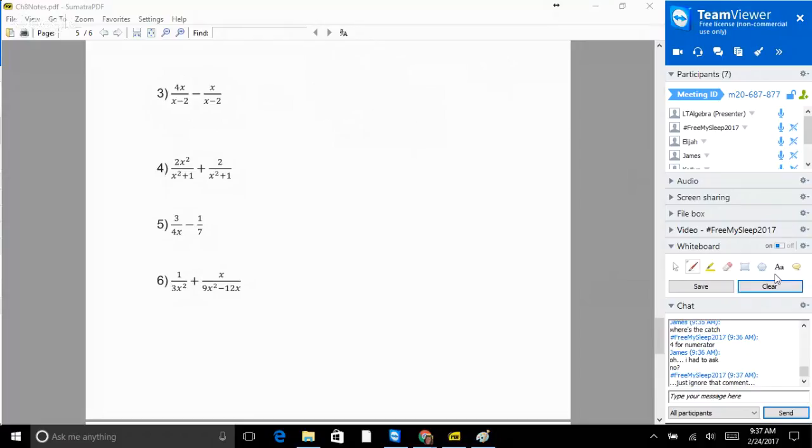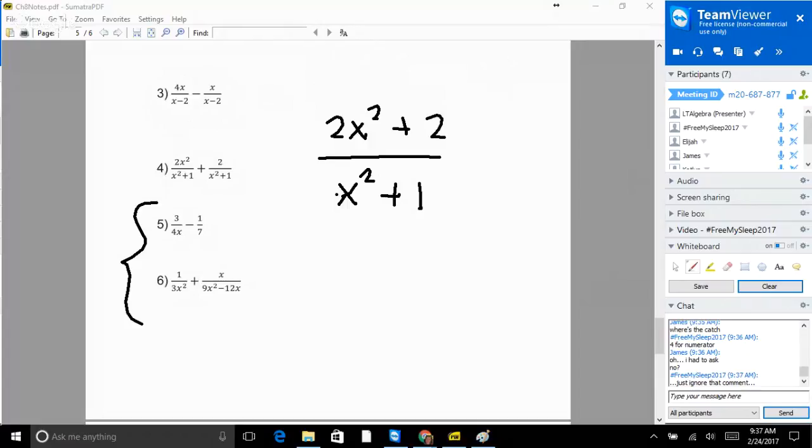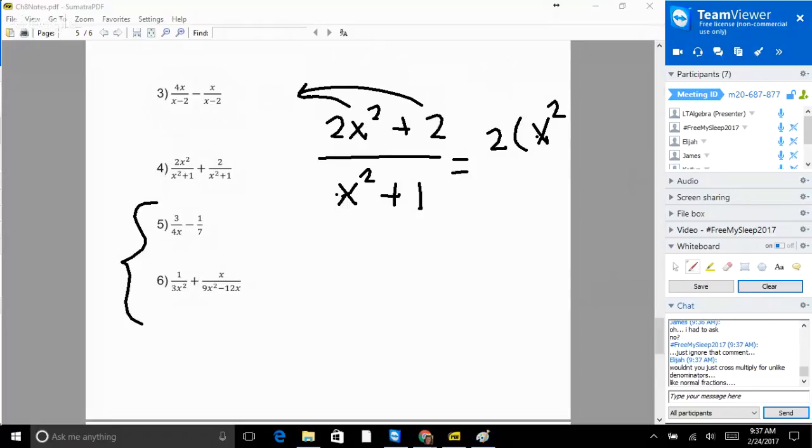All right, last one of the easy ones. And then, like I said, on Monday, we'll tackle unlike denominators. So we've got same denominator, right? So x squared plus 1. The numerator is going to just be 2x squared plus 2. This looks like maybe I could do something with this. These both have a 2 in common, right? So if I simplify this, I have 2 times x squared plus 1 over x squared plus 1.